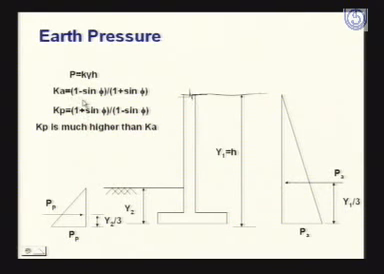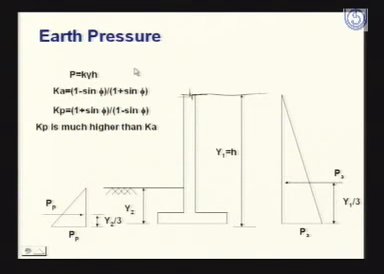So as you see here, Kp and Ka are the two earth pressure coefficients, and you can see that Kp is just reverse of Ka. Here 1 minus sin phi is in the numerator, whereas 1 plus sin phi is in the denominator. In case of Kp, this is reverse: 1 plus sin phi is in the numerator and 1 minus sin phi is in the denominator.